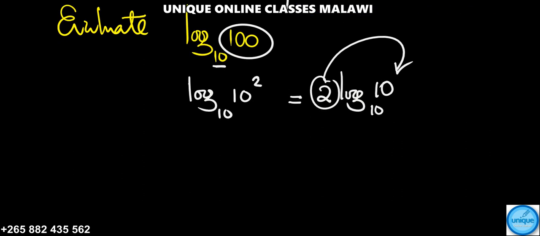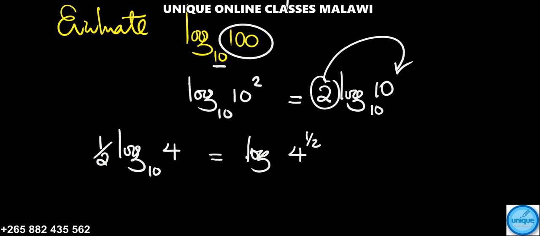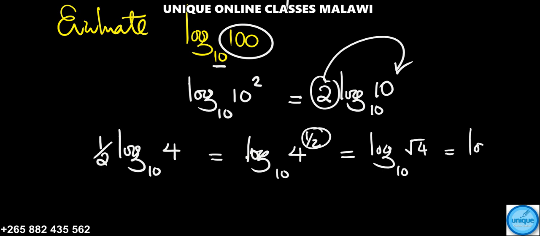Another example: simplify one half log of 4 base 10. This can be written as log of 4 to the power half base 10, and the power half means square root. So we have log of root 4 base 10, and the answer will be log of 2 base 10. It's the same thing.